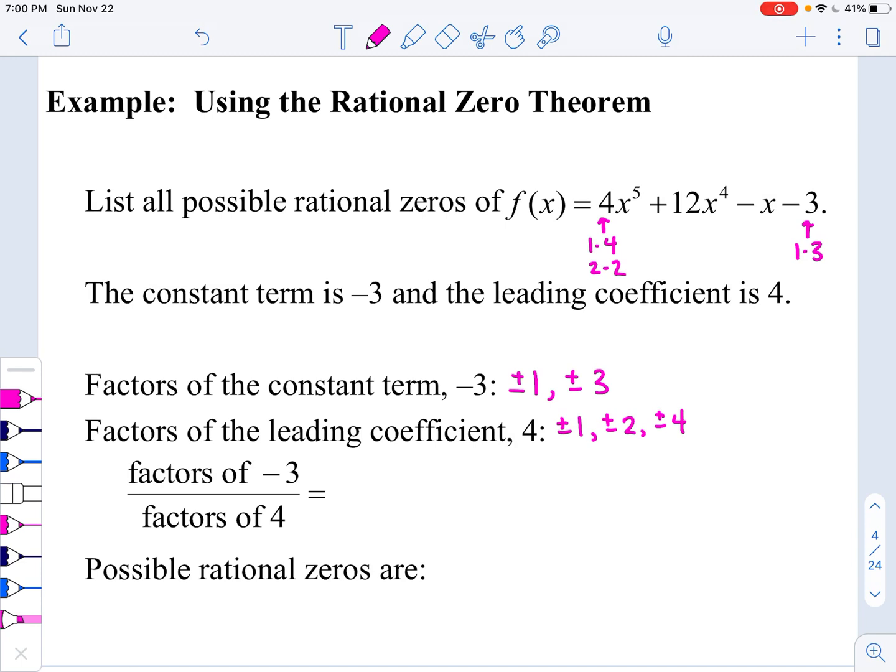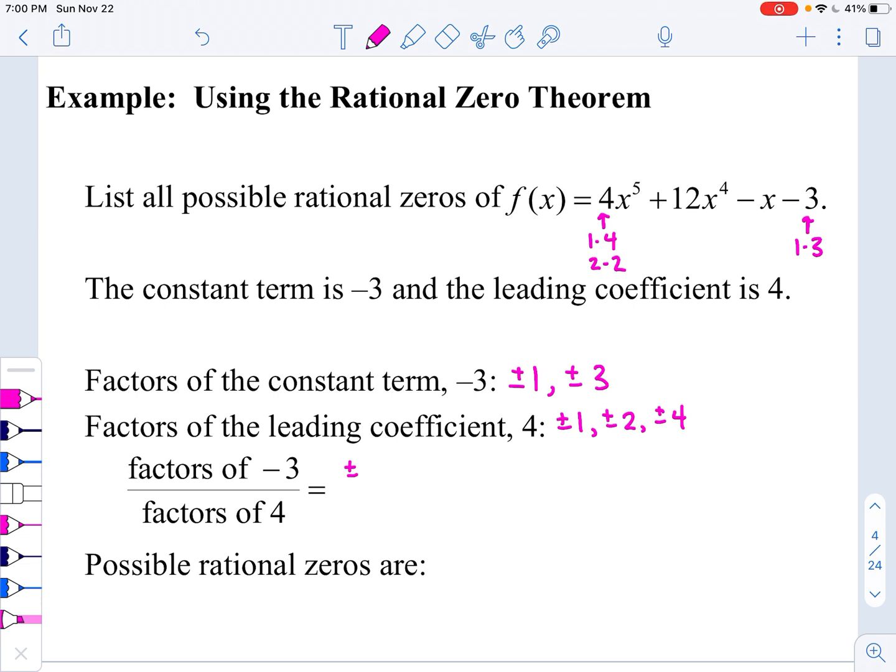So we are going to look at taking that positive or negative 1 and that positive or negative 3, and then we're going to divide it by our positive and negative 1, our positive and negative 2, and our positive and negative 4. Got carried away, 1, 2, 4. All right, so what we are going to do is break down all of our possible fractions.